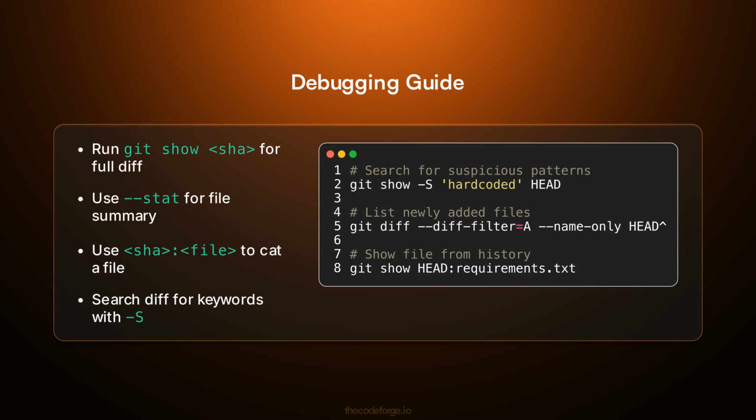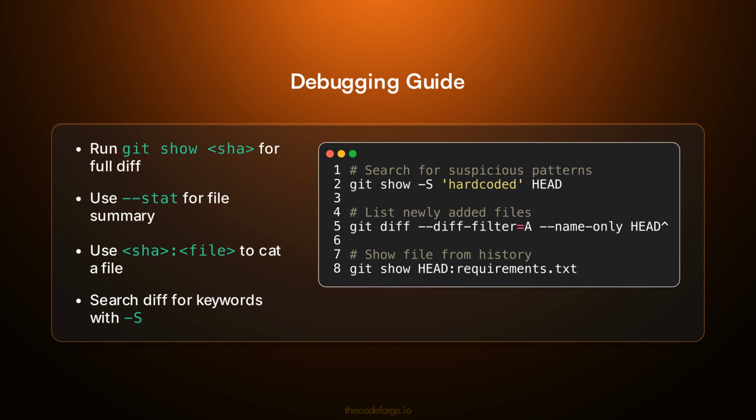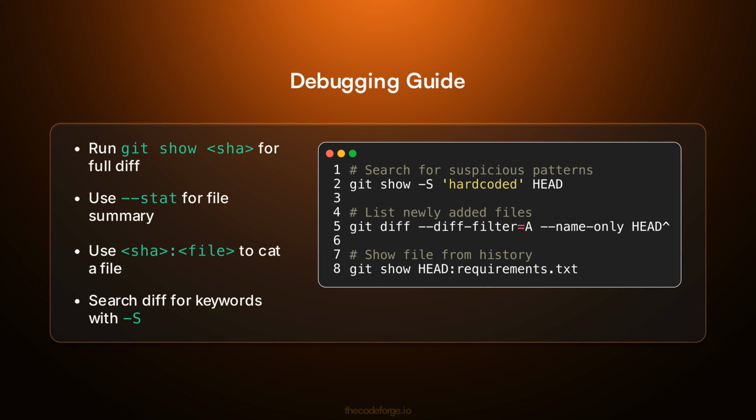When debugging, start by running Git Show on the suspicious commit to see the full diff. Use --stat for a quick summary. To read a file from that commit, use the colon syntax. And to search for specific patterns in the diff, use the -S option.